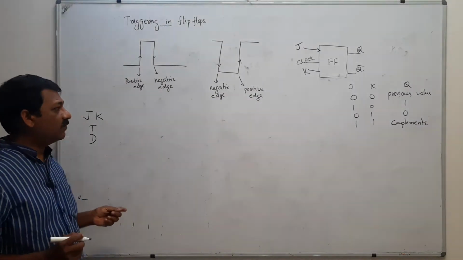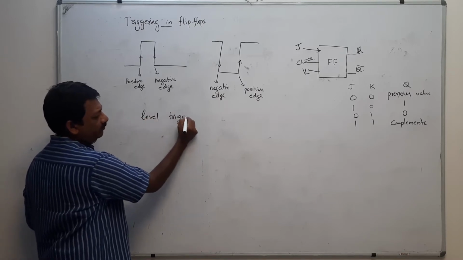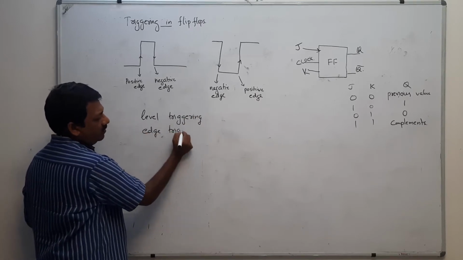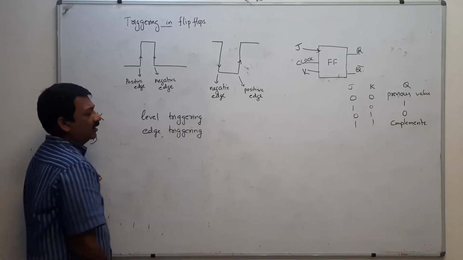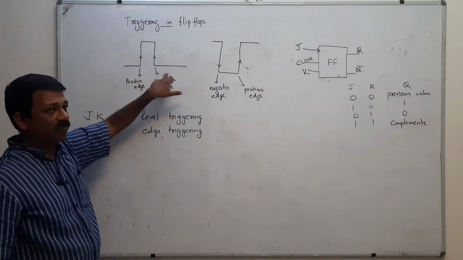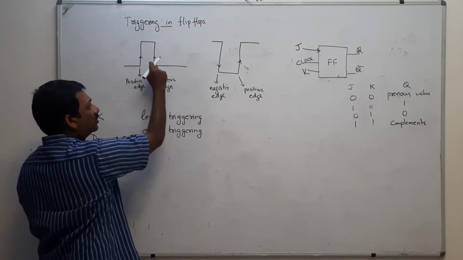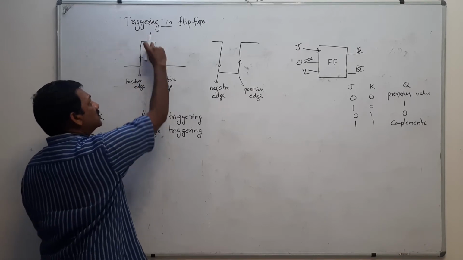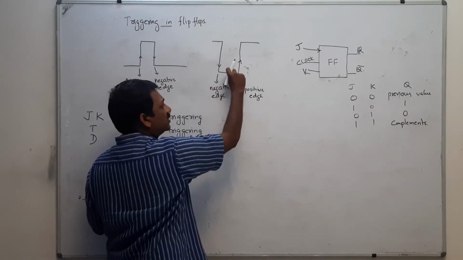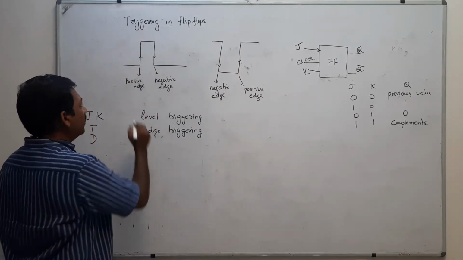There are two types of triggering in flip-flops: level triggering and edge triggering. In a level triggered flip-flop, suppose this is a clock pulse, a positive clock. This is at a high voltage and this is at a lower voltage level. That means this is a positive pulse.